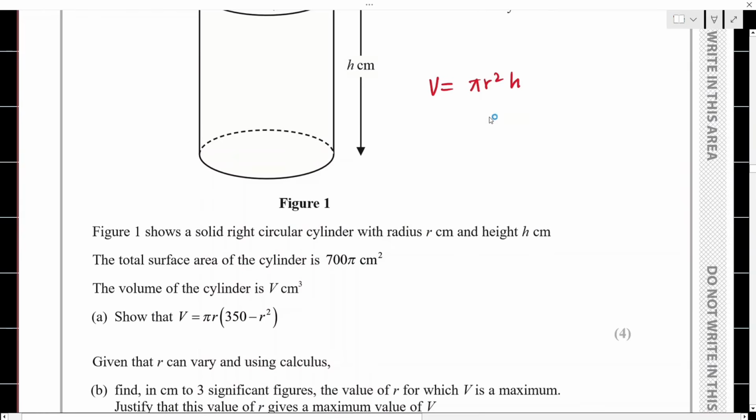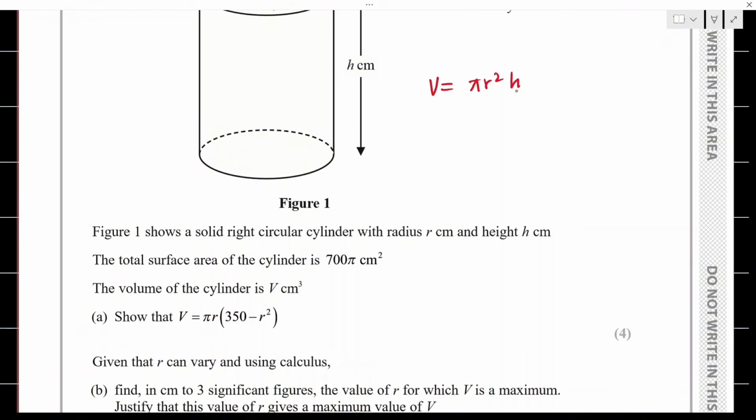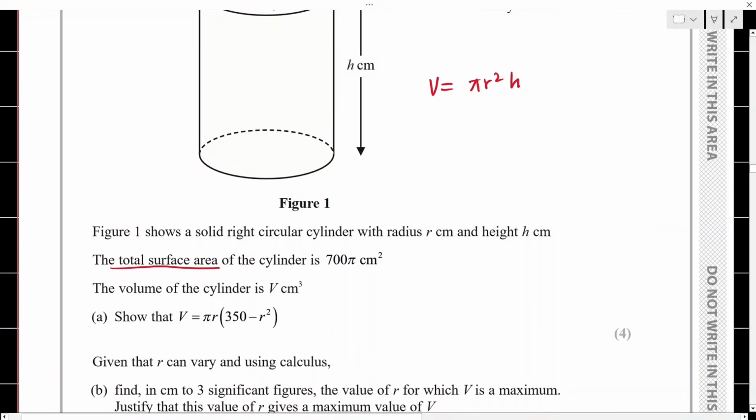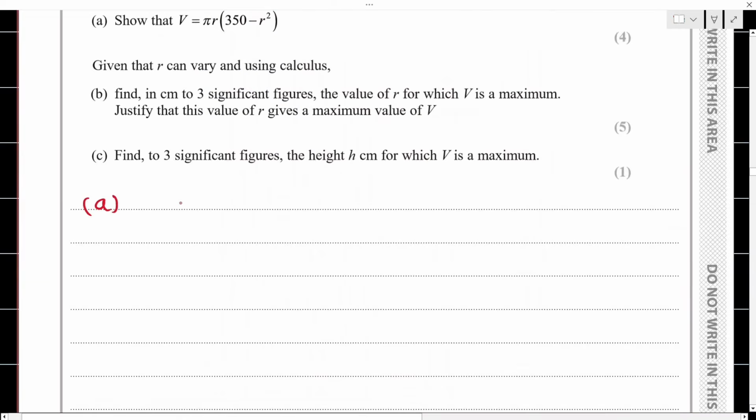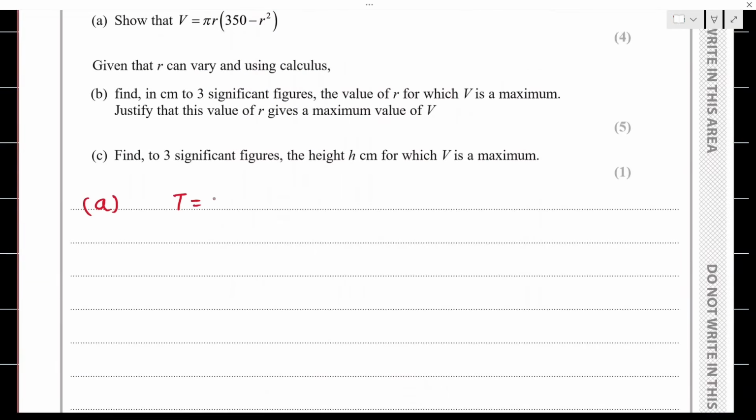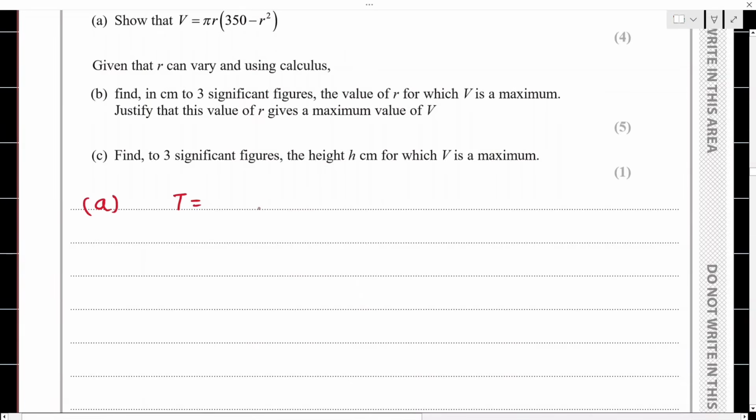In order to find an expression for h in terms of r, we will use the value of total surface area. So let us start solving. In part A, we can use the information given in our question that total surface area is equal to 700 pi, where T represents our total surface area.